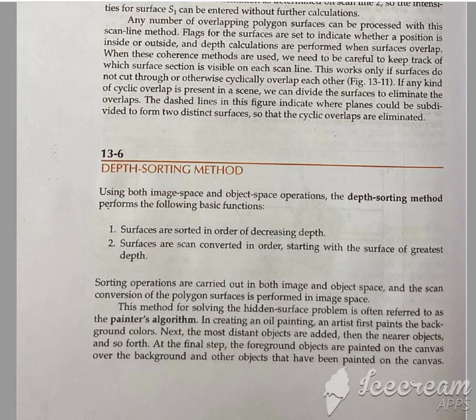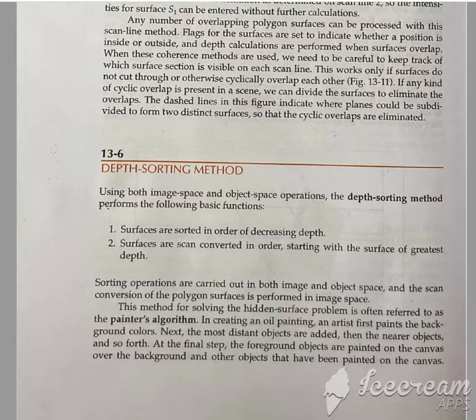Friends, today you are going to learn the depth sorting algorithm, and it is another type of visible surface detection method. The depth sorting method is a combination of both the object space method and the image space method. That is, it uses both the object space method and the image space method.